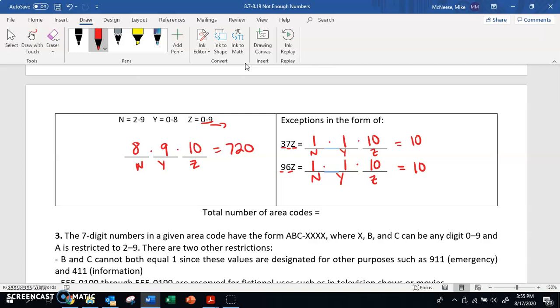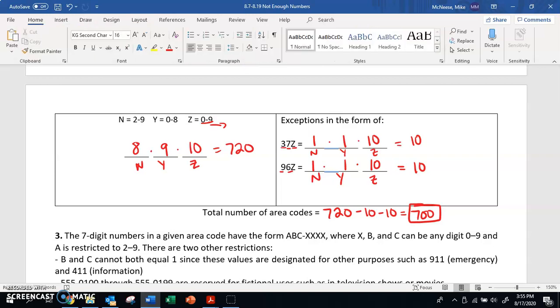So total number of area codes, okay, it's 720 with the exception of these 10 and 10. So I'm going to have minus 10, minus 10. So my total possible outcomes are 700. So I have 700 total possible area codes.